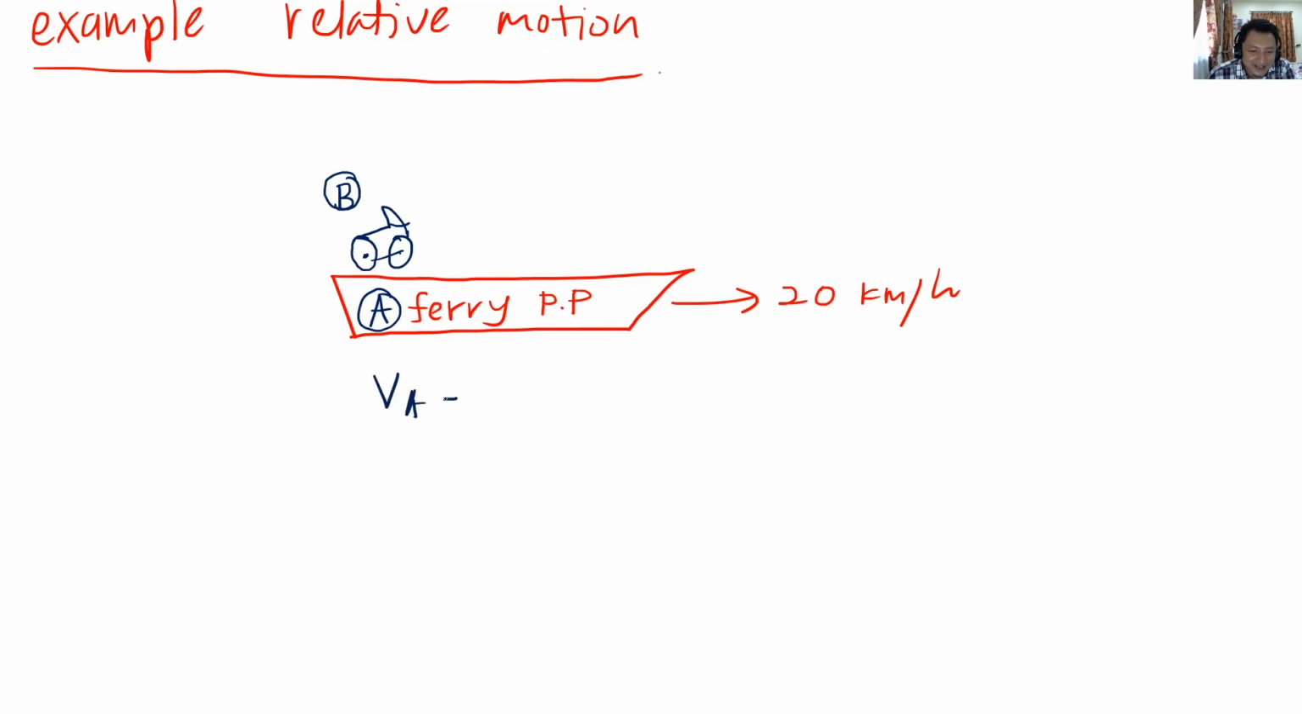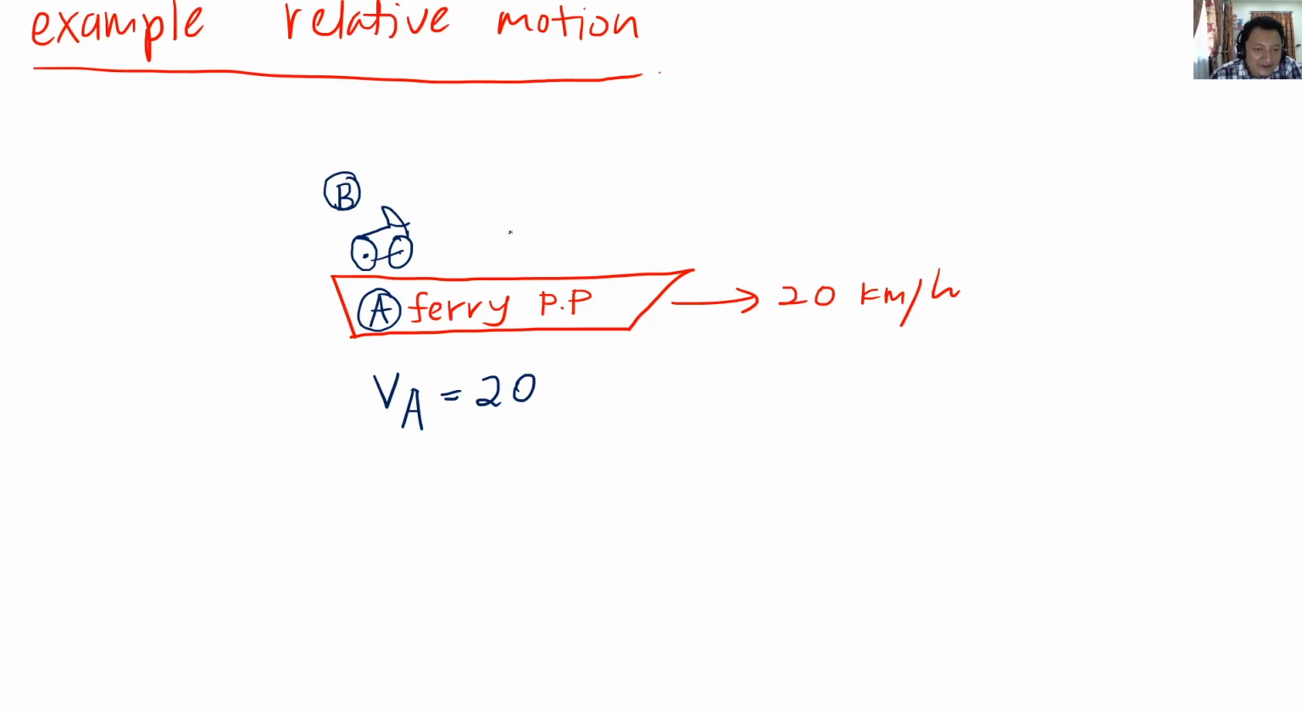So VA, what is VA? VA is 20 km per hour. Any objection? There is no objection, huh? So VA speed is 20 km per hour.